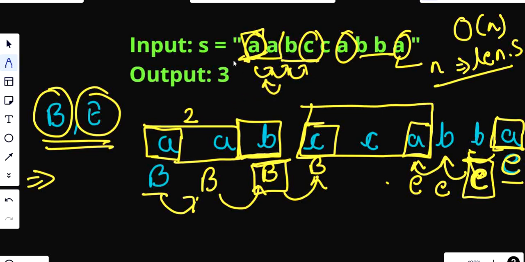As we are dealing with these characters at most once, our time complexity is going to be big O of n, and our space complexity is going to be big O of 1, as we are only using variables. So our space complexity is constant.